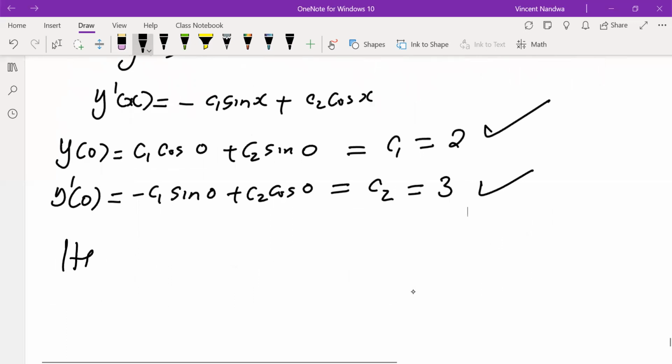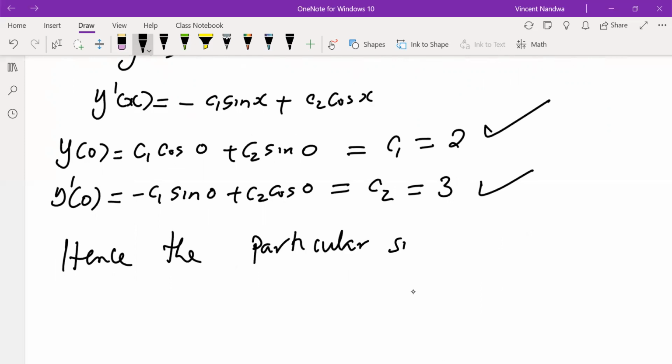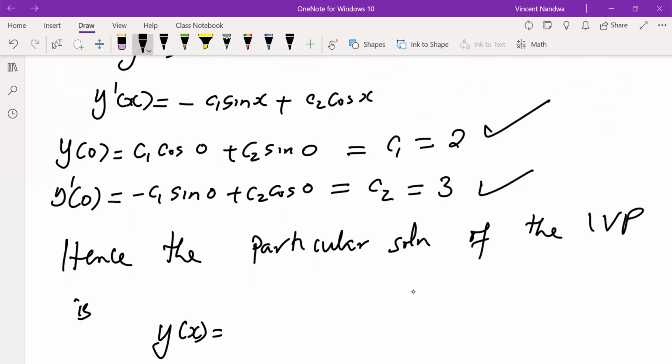So hence, the particular solution of the given initial value problem is y of x equals c1, which is 2, times cos x, plus c2, which is 3, times sine x.